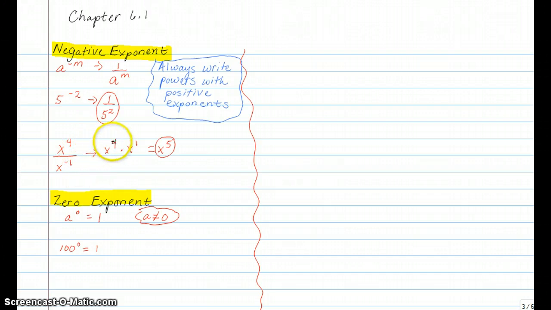So it's x to the 4th times x to the 1st because it's coming up to the numerator. And so then we've got 4 x's and 1 x, which is a total of 5 x's. So x to the 5th is the most simplified amount you can have.